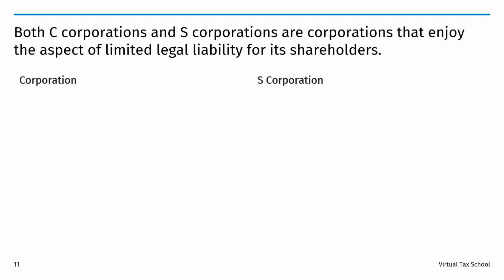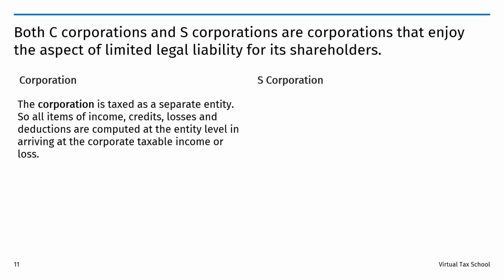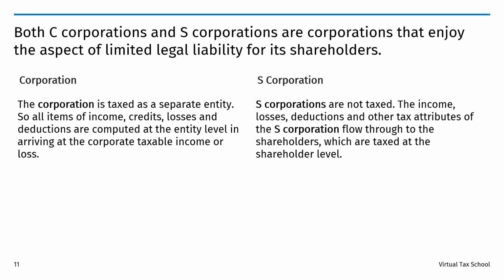So to recap, both corporations and subchapter S corporations are corporations that enjoy the aspect of limited legal liability for their shareholders. Corporations are taxed as separate entities. All items of income and losses are computed at its level. The corporation pays the federal tax, but then when the shareholders receive dividends, those are taxed again on their individual tax return, so that's double taxation. And subchapter S corporations are not taxed; their income and losses flow to the shareholders.